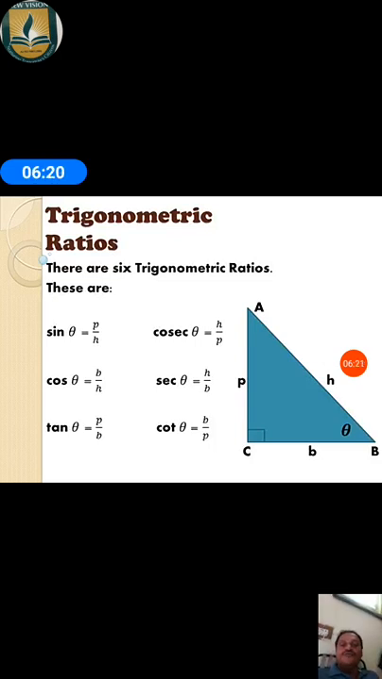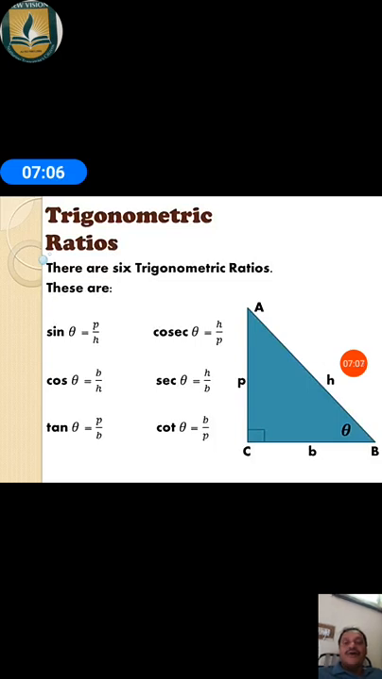We have six basic trigonometric ratios. These six trigonometric ratios are sine theta, cos theta, tan theta, cosecant theta, secant theta, and cot theta. How they are defined, we will discuss everything. Now take a right angle triangle ABC in which angle C is 90 degrees. The base BC is denoted by B, the perpendicular AC is denoted by the letter P, and the hypotenuse is denoted by the letter H.